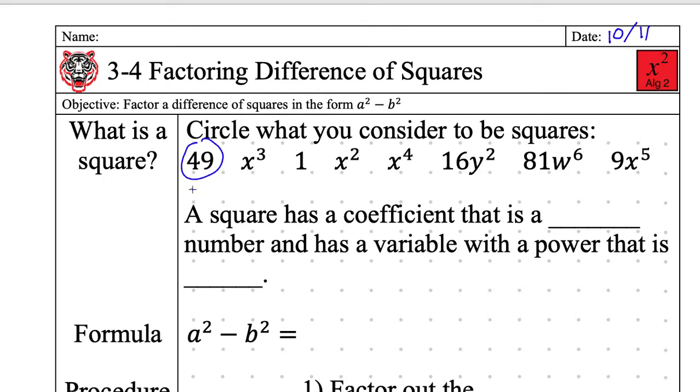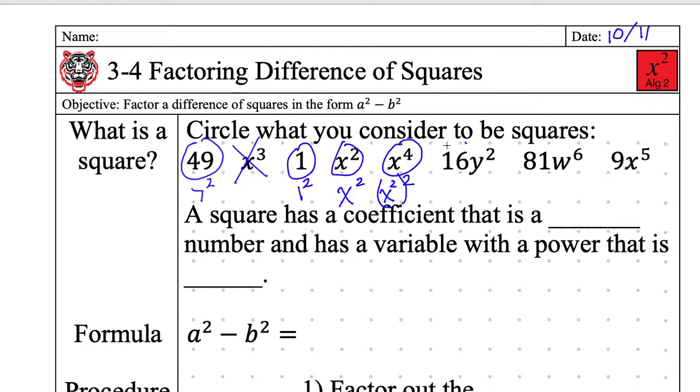49 is a perfect square because I can do 7 squared. X cubed is not a perfect square. I could do x to the power of 1.5 squared, but no decimals. That is not a perfect square. 1 is a perfect square. That should be circled because 1 squared is 1. X to the power of 2 is a perfect square because I could do x squared. It is a perfect square. X to the power of 4 is a perfect square because I could do x to the power of 2 squared.